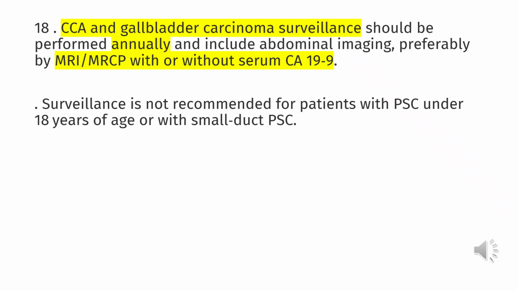Surveillance for cholangiocarcinoma and gallbladder carcinoma should be performed on an annual basis, and you do abdominal imaging. The best modality is MRI, MRCP, either with or without CA19-9. The surveillance is not recommended for patients with PSC under 18 years of age and those with small duct PSC. No need to do any surveillance.